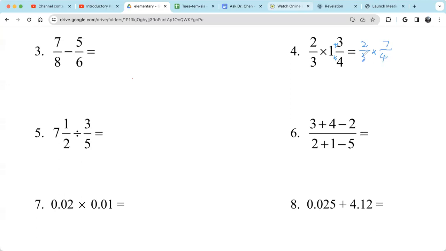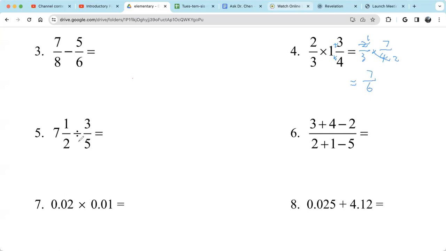In this case, you see the beauty of this. We can simplify 2 and 4. That's a half. Then nothing can be simplified. 1 times 7 is 7. 3 times 2 is 6. We can get to the answer quickly in this case.